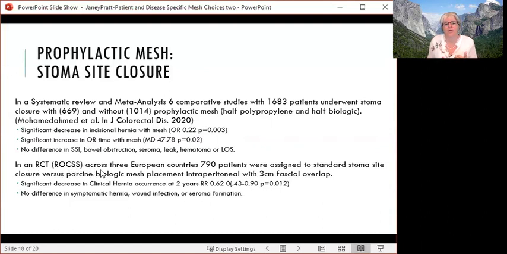ROCSS, that was across 3 European countries, looked at 790 patients that were assigned to a standard stoma site closure versus a porcine biologic mesh placement in the intraperitoneal position with 3 centimeters of fascial overlap. They found a significant decrease in clinical hernia occurrence at 2 years, the relative risk of 0.62 when they used the biologic mesh, no difference in symptomatic hernia, wound infection, or seroma formation.